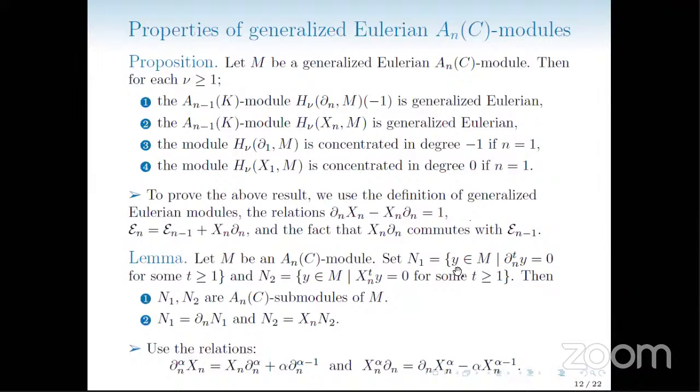So here notice that this is nothing but the zeroth local cohomology module of M with respect to ∂n, and this is nothing but the zeroth local cohomology module of M with respect to Xn. So it says that both those local cohomology modules are ANC modules.